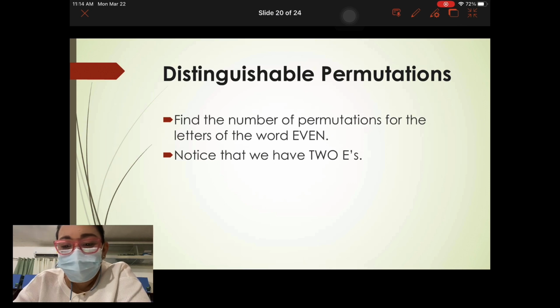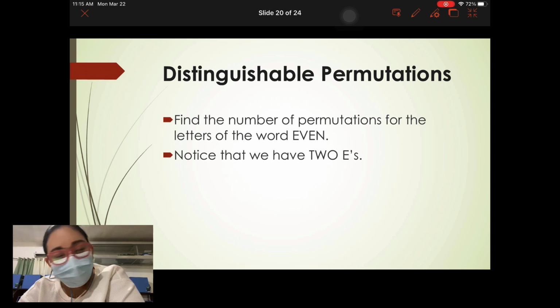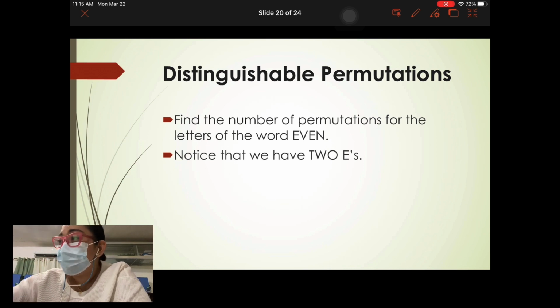Okay? So, dito muna tayo sa distinguishable permutations. Ano ba tong distinguishable permutations? Find the number of permutations for the letters of the word "even". So, if you notice, there are two letter E's. Okay? So, bakit kailangan nating pansinin that there are two letter E's? Well, mga anak, kasi that would make it a distinguishable permutation.